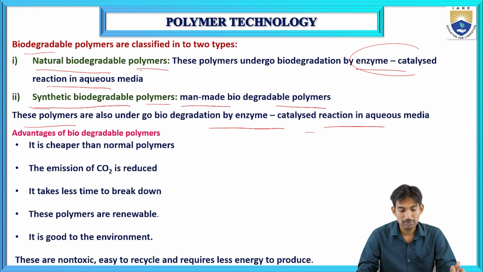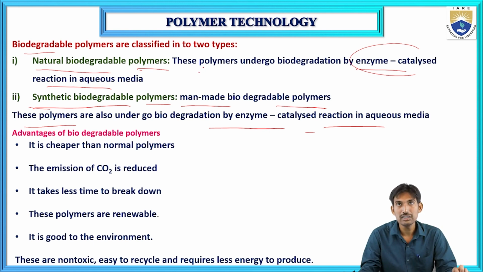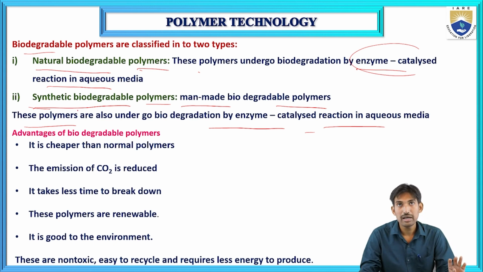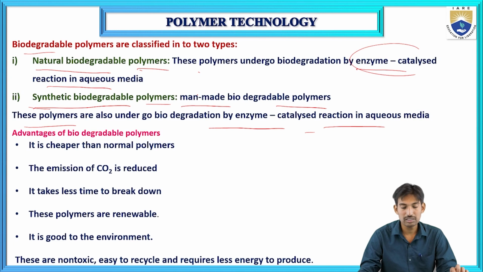What are natural biodegradable polymers? These are available in nature, and they undergo biodegradation by enzyme catalyzed reactions in aqueous media. What are the synthetic biodegradable polymers? We can also call them man-made biodegradable polymers. These also undergo degradation by enzyme catalyzed reactions in aqueous media.